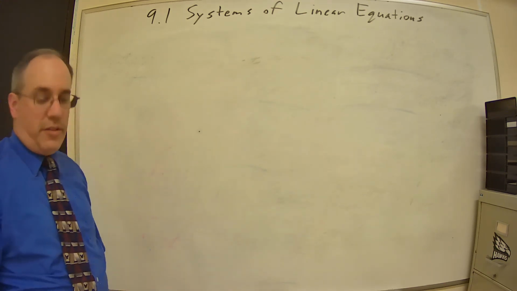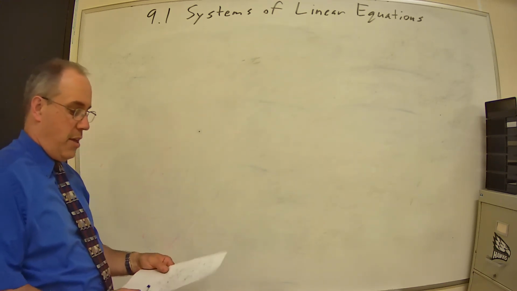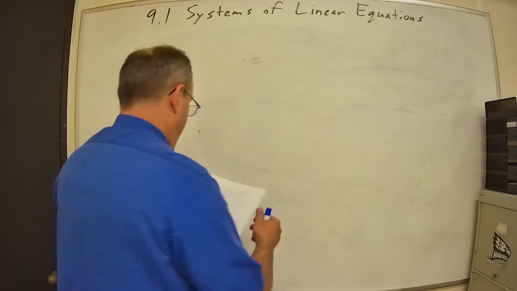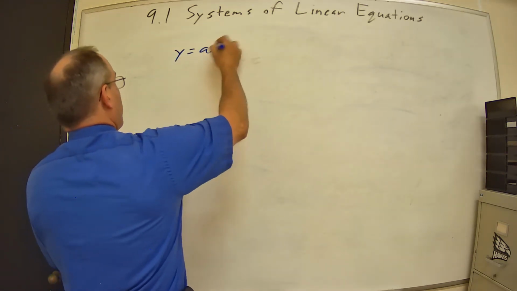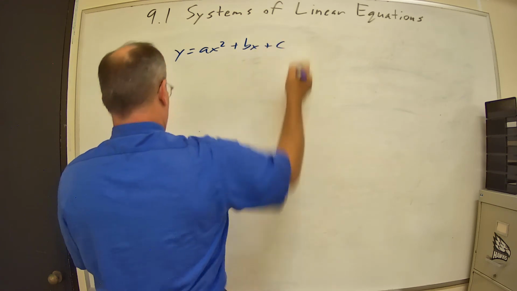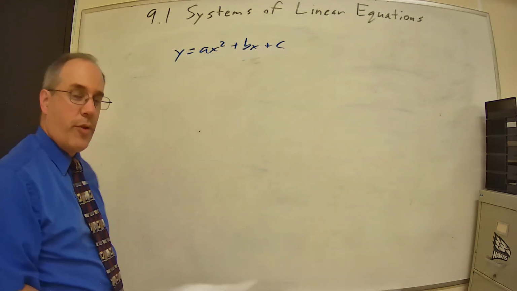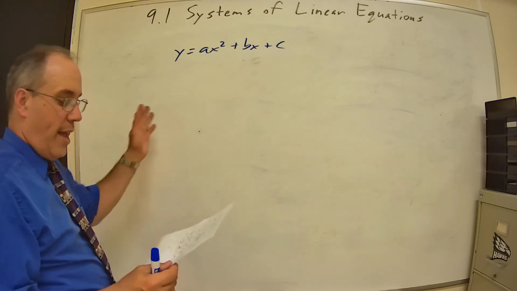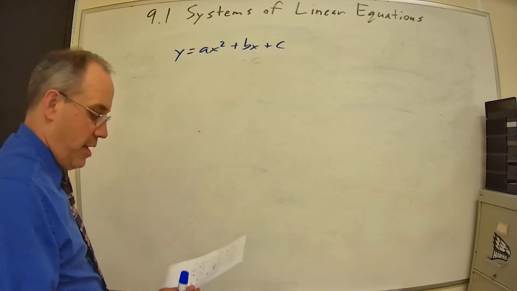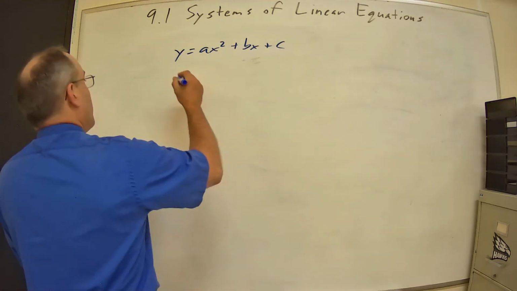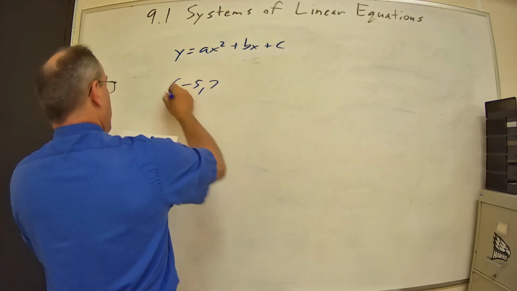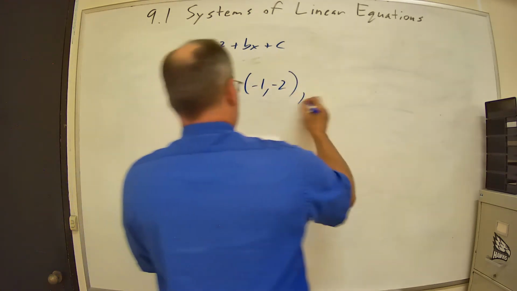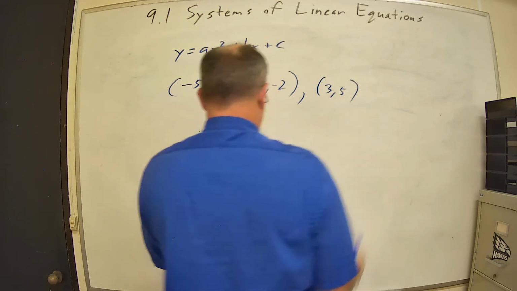Okay, so if you've got a system of equations to model data, and we have 3 points on a graph, we can find the equation of a parabola y equals ax squared plus bx plus c by solving a system of 3 equations with 3 variables. So let's find an equation in terms of y equals ax squared plus bx plus c that passes through the points negative 5, 7, negative 1, negative 2, and 3, 5.